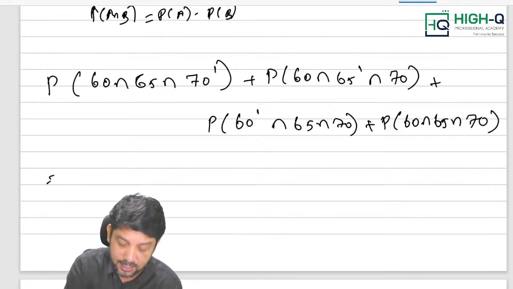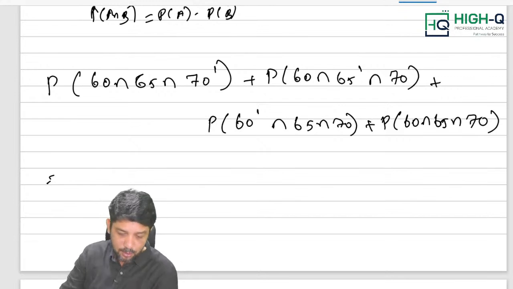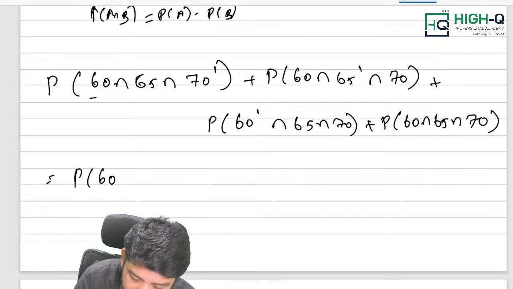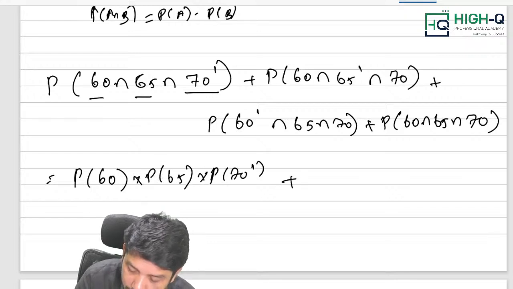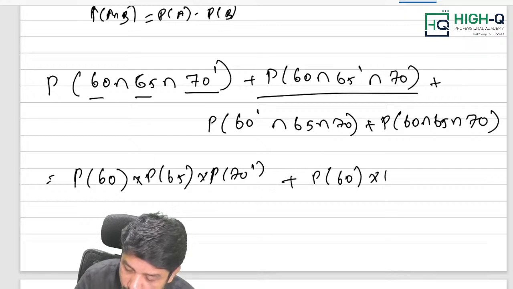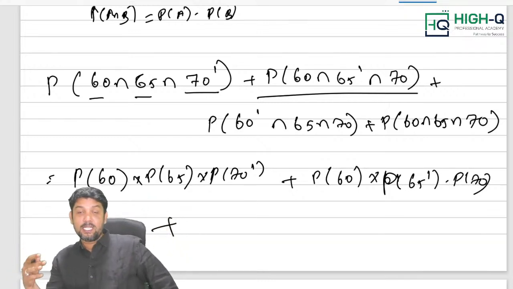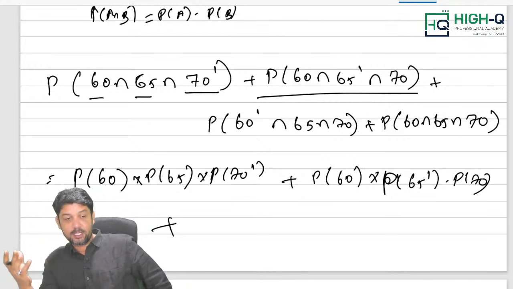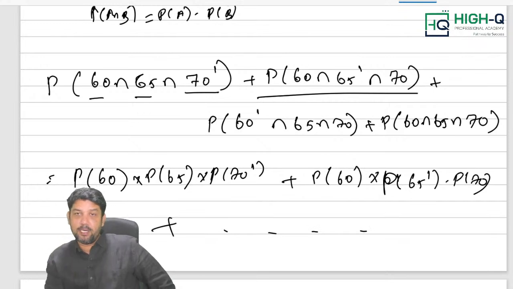Now listen here, since survival is always independent, what exactly will come? A intersection B intersection C: probability of 60 into probability of 65 into probability of 70 dash, plus probability of 60 into probability of 65 dash, and so on. We have to keep on multiplying those probabilities, because survival probability is independent. Since it is independent, we need to multiply and get the answer, my dear.